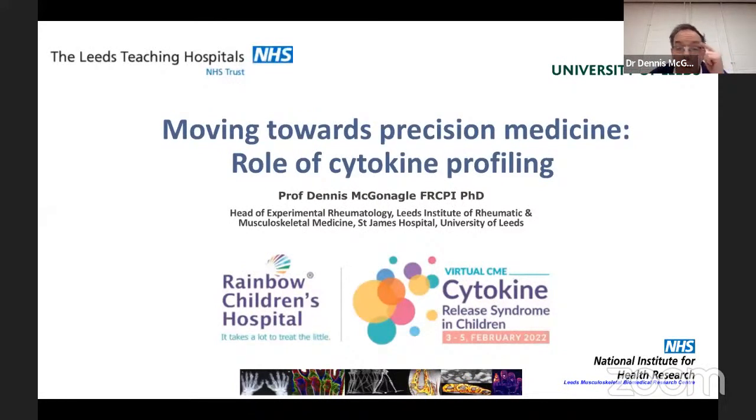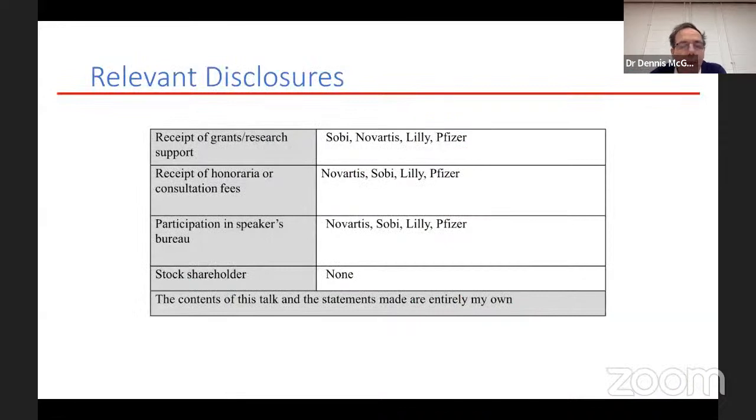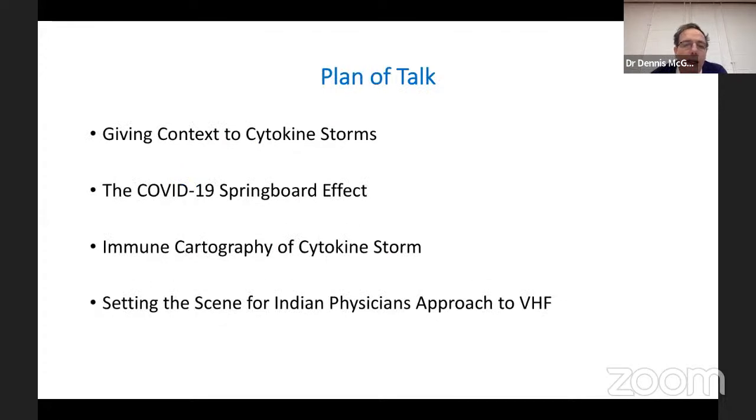Moving towards precision medicine, role of cytokine profiling. I'll talk about moving towards precision medicine, but as you will see, I'm not sure about the exact role of cytokine profiling. A lot of potential conflicts: I work with some companies that are in the auto-inflammatory space. So I'll talk about cytokine hyperactivation, hyperinflammation, cytokine storm, whatever you wish to call it. I will be discussing how the COVID-19 pandemic has provided a springboard, and everyone's really interested in this now. I'll be talking about the immune cartography, as we call it, of cytokine storm, and I will basically be setting the scene for you Indian physicians around your approach to viral hemorrhagic fever: is there anything in my talk that might be useful?